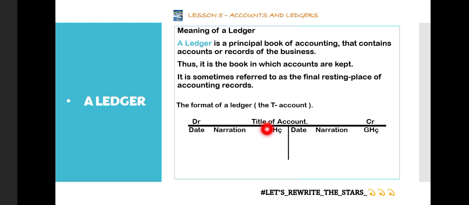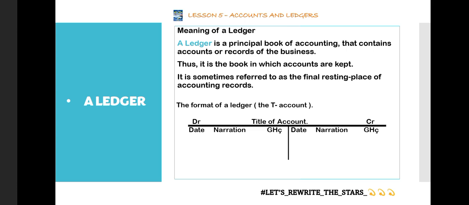So if I'm to pick an example where we said the owner started business with check. You see that one transaction, we identified two accounts inside. We identified the capital account and we identified the bank account. So the owner starting the business is the capital, and then the check represents the bank account.